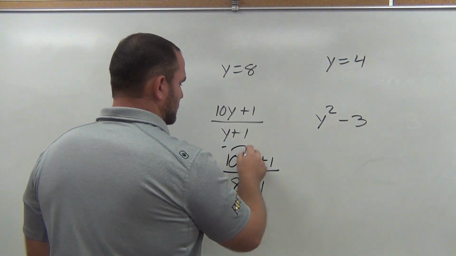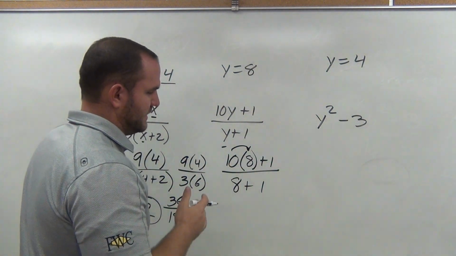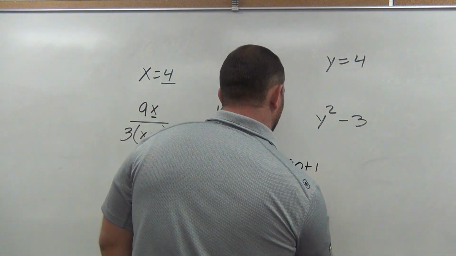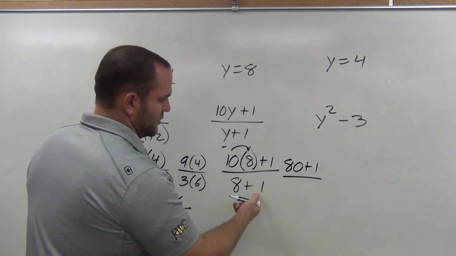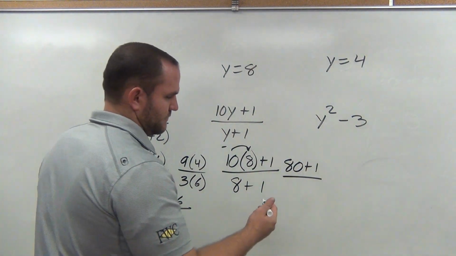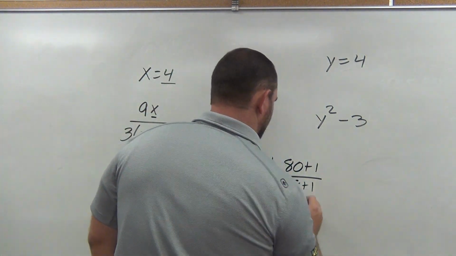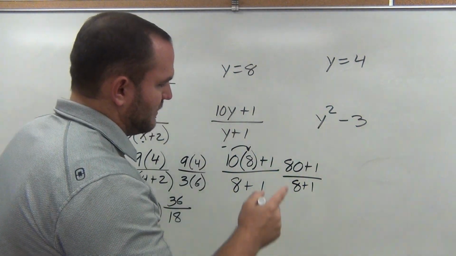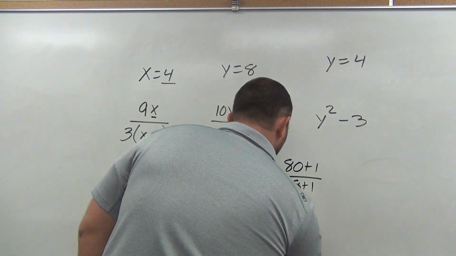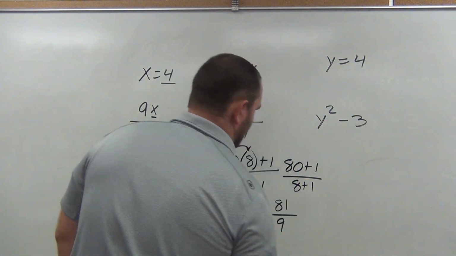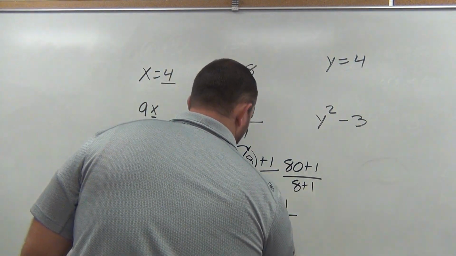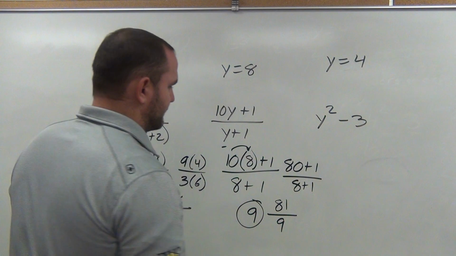All right, so we're going to go ahead and do this. 10 times 8, so that would be 80. Now once again, I could do 8 plus 1, I'm going to just put it over here for right now. So now I have 80 plus 1, so it's 81, divided by 9. 9 times 9 is 81, so that would be 9.